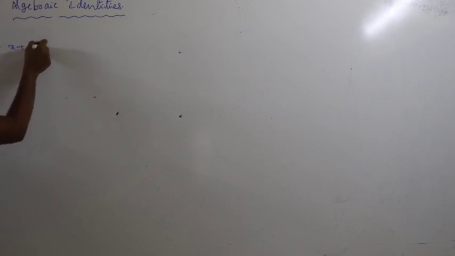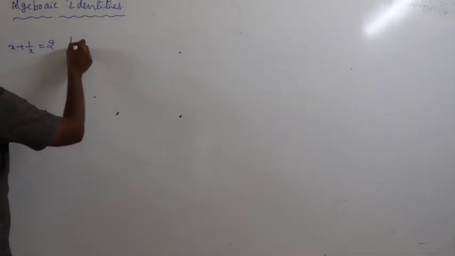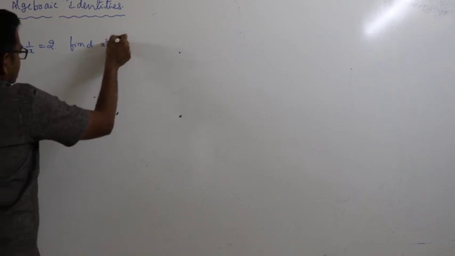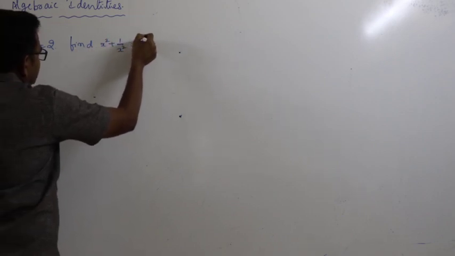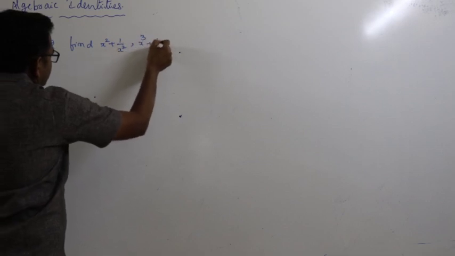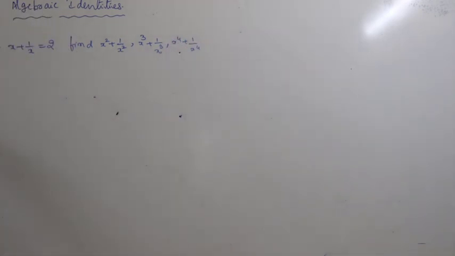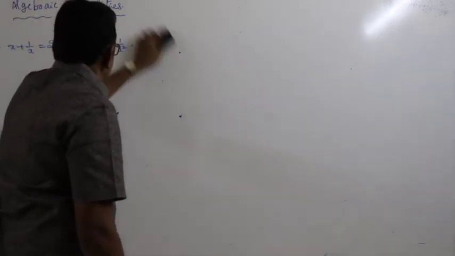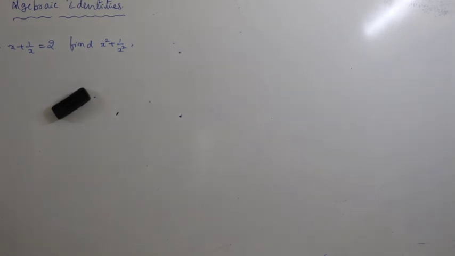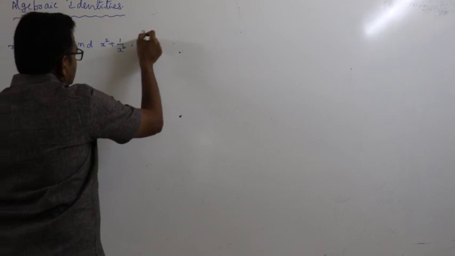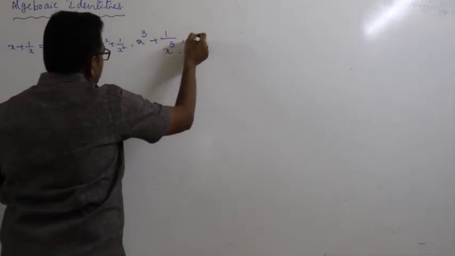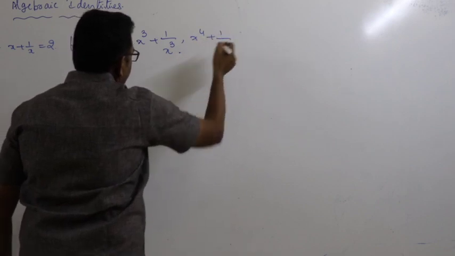If x plus 1 by x is equal to 2, then find the values of x square plus 1 by x square, x cube plus 1 by x cube, and x power 4 plus 1 by x power 4.